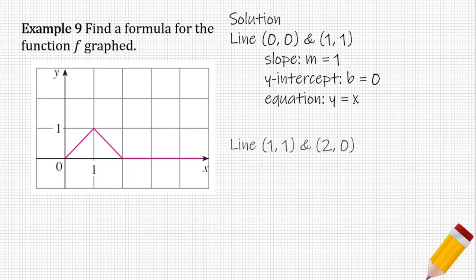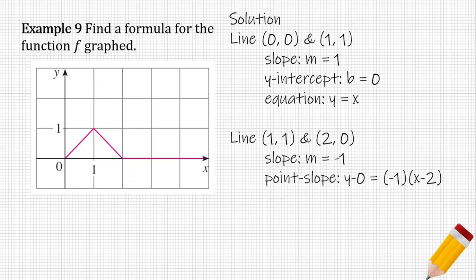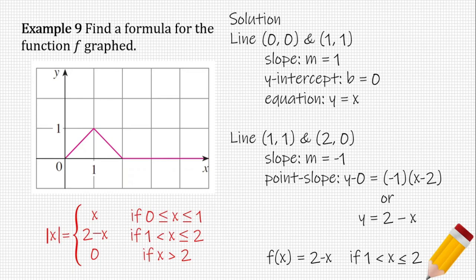The line through (1, 1) and (2, 0) has slope m = −1, so its point-slope form is y − 0 = −1(x − 2), or y = 2 − x. So we have f(x) = 2 − x. We also see that the graph of f coincides with the x-axis for x greater than 2. Putting this information together, we have the following three-piece formula for f.